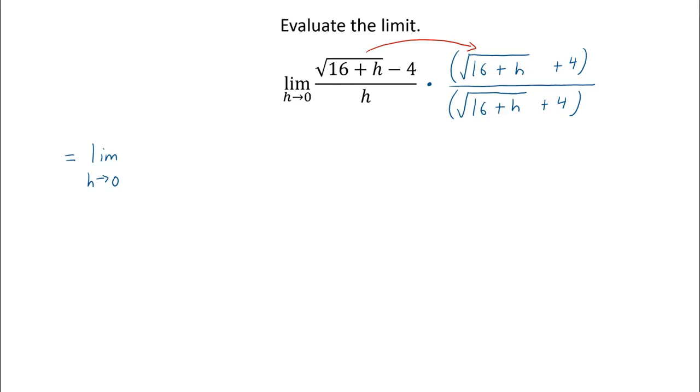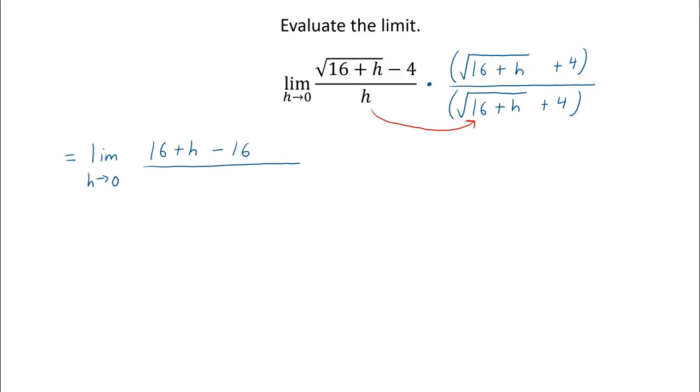The square root of 16 plus h times the square root of 16 plus h is 16 plus h. And because we're multiplying two binomial conjugates, we know that the O and the I of the FOIL process will cancel out. So there's no reason for us to even do the O and the I. So we'll just multiply the last times the last, which is negative 4 times positive 4, which is negative 16.